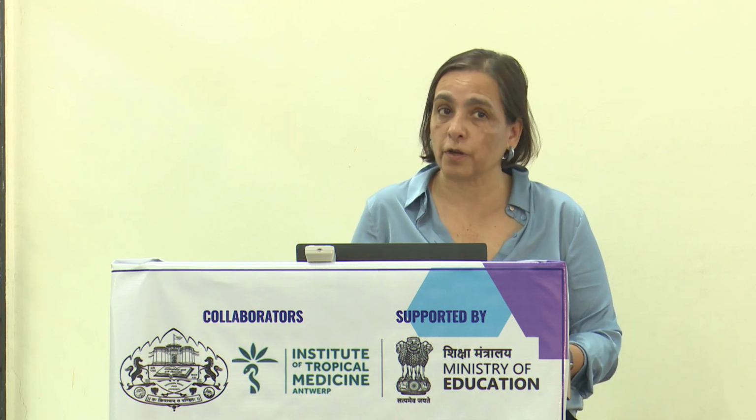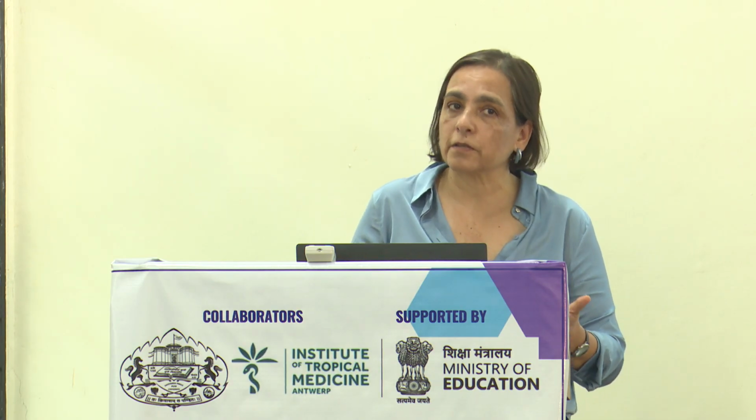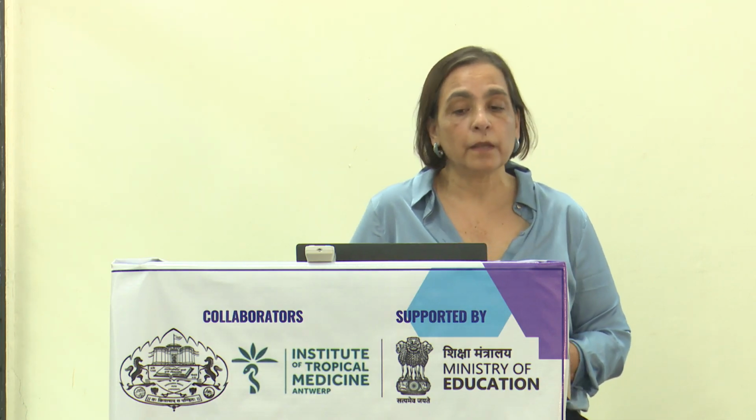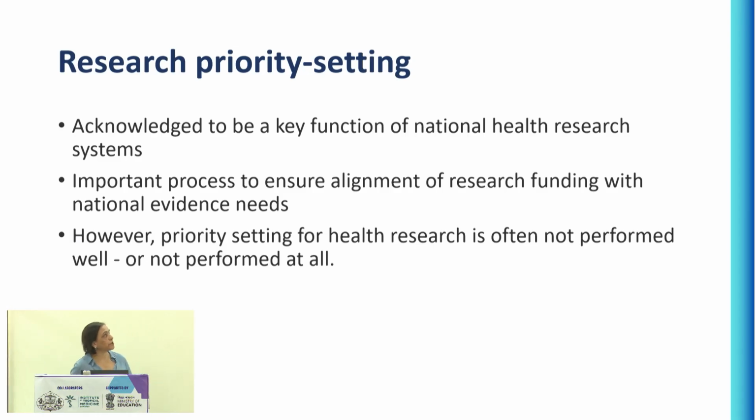So the Department of Health Sciences here probably sits down and sets some priorities in terms of the research topics they want to pursue. And they may not have a lot of freedom there because they're very contingent on the funding that's available through ICMR or whatever. But they will still nonetheless make a decision based on the strengths, the expertise of the department, the interests about what they would like to pursue as a research agenda. So it's acknowledged to be a key function of national health research systems, and it's a very important process because you have to align your research funding with evidence needs.